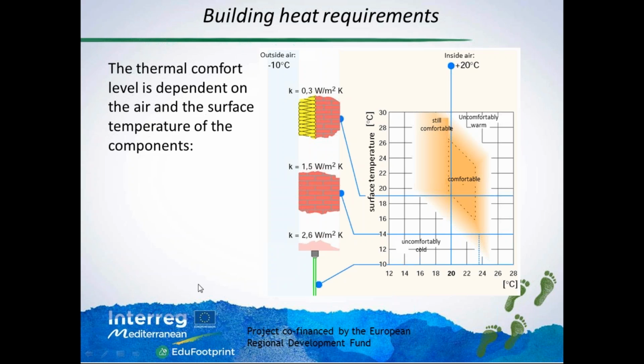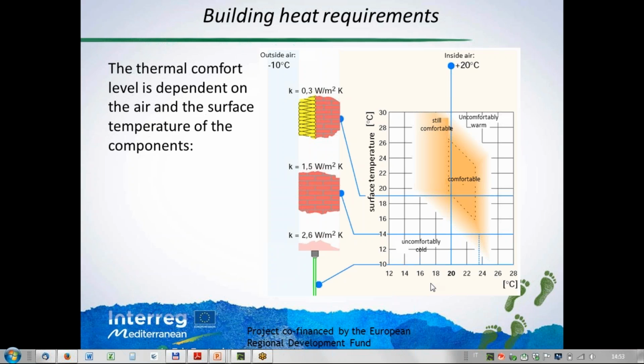As said before, the building has the possibility to give us some comfort or not, and this is the graph. We can see here the temperature that we have in the air, and this is the surface temperature I said before, and this is the area where we still have comfort or not comfort. And this temperature is very well linked to the U value of the wall. Now we will see what the U value is, but this is the capacity of the building to let the heat flow through.